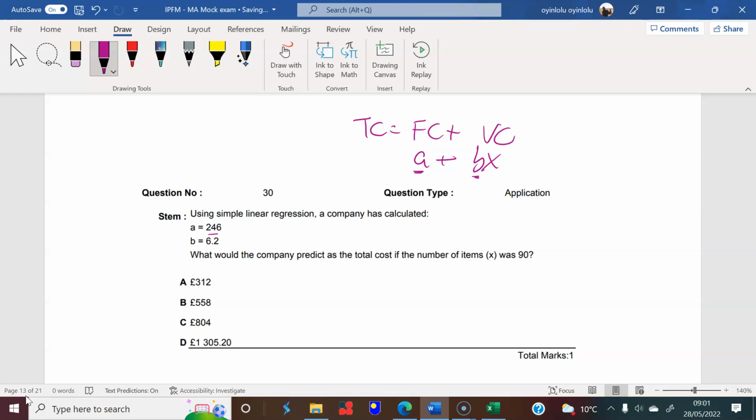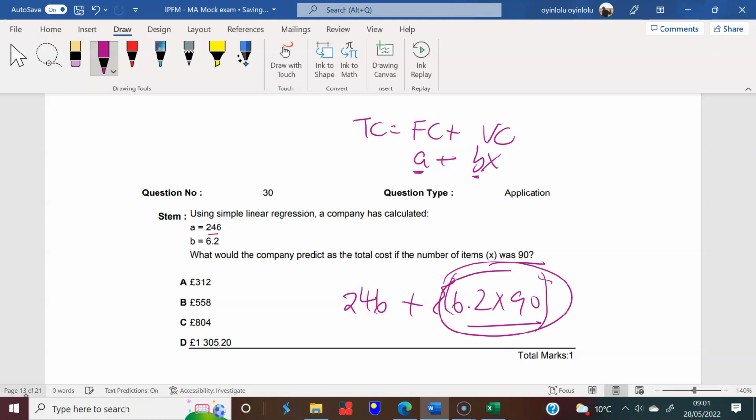So what would the company predict if the total was 90? Well, we have fixed costs of 246 plus £6.20 times the number of units, 90. So 6.2 times 90 is 558, and then add on the 246, and you get 804. So your answer is C. And that brings us to the end of this series of questions.